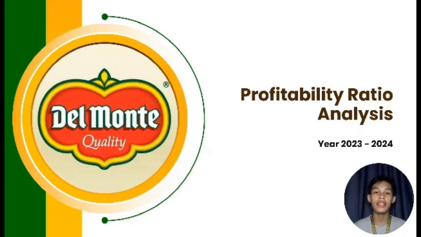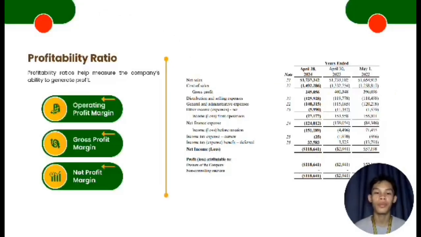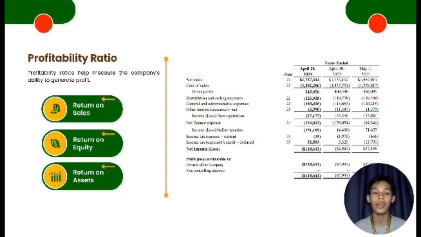But in this presentation, we'll just be summarizing it so that it won't take too long. So, that is what I said earlier: operating profit margin, gross profit margin, net profit margin, return on sales, equity, and assets.